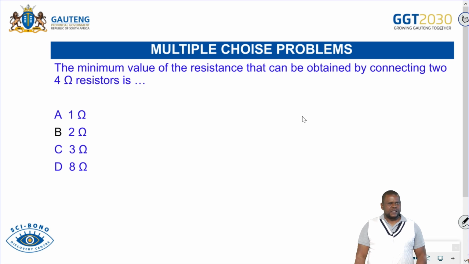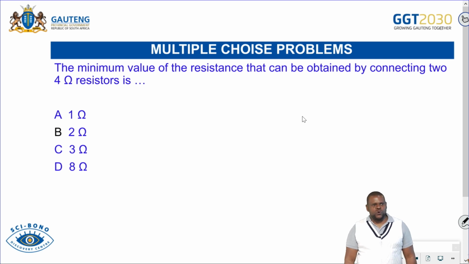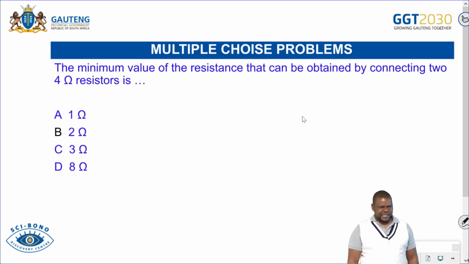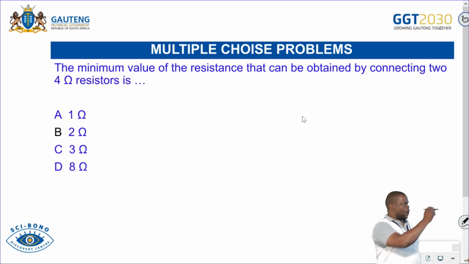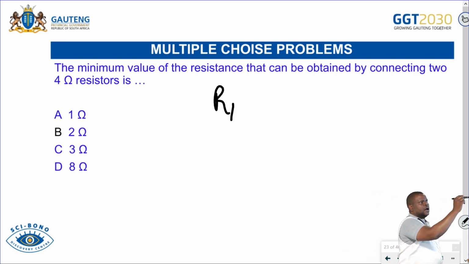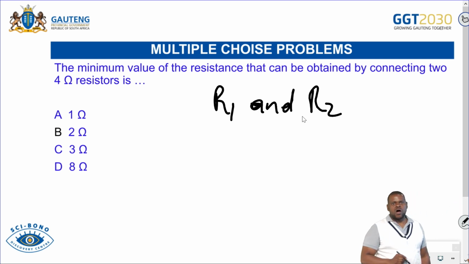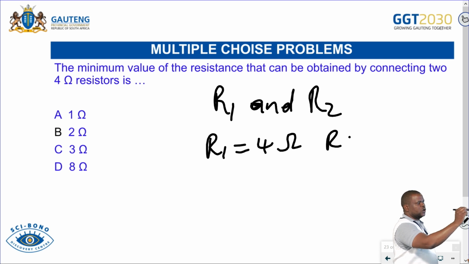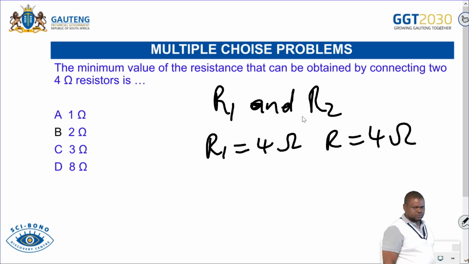Another one, they said the minimum value of the resistance that can be obtained by connecting two 4 ohm resistors is. That means we have a R1 and R2. And both of them are 4 ohm. That means R1 is equal to 4 ohm. R2 also is equal to 4 ohm.